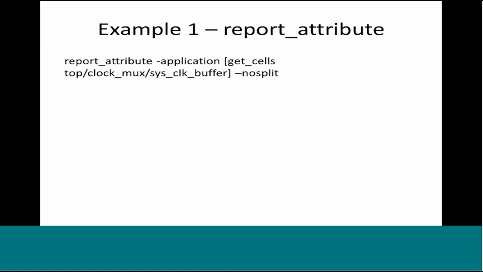Now, report_attribute, for example, report_attribute -application, and you tell it what the object is. You give it the object, and it will report the attributes for you. We will try this in the lab. This example uses get_cells on a particular cell, the clock buffer. I'm giving this particular object, which is of a cell type. Every object has a type. This is a get_cells command, so the type will be a cell. I give this argument to report_attribute -application, and it will tell me what attributes are available for this particular object.